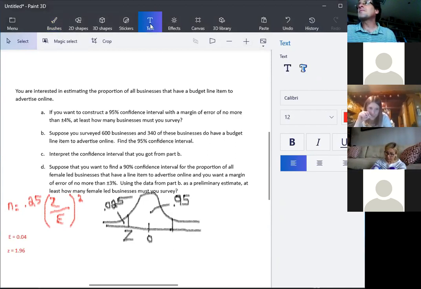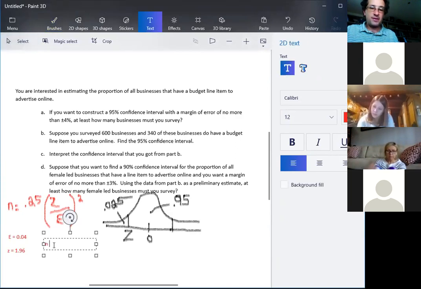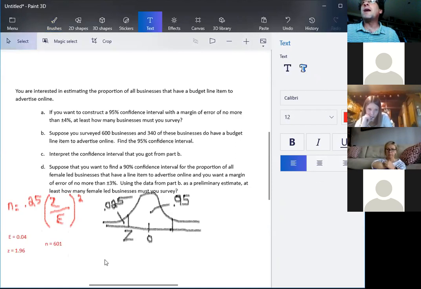So let's write this out. We have to survey 601 businesses. Any questions on that? Okay, so now we want to answer some of the other questions. Notice this is a find a sample size question. I'll let you know the formula n equals 0.25 z over e squared. That takes a little bit of algebra, which I don't really have time to do, but I'll let you play around with it if you want.